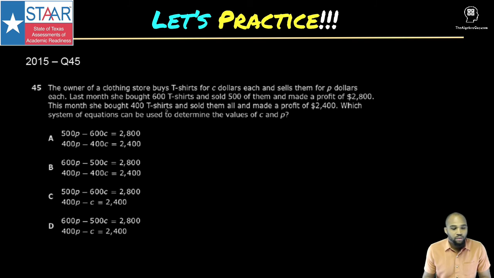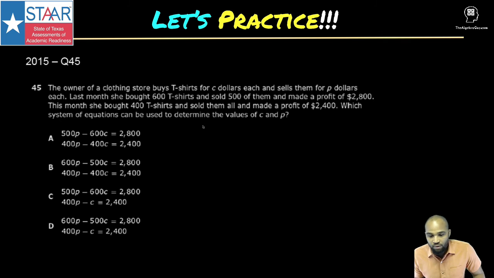All right, the owner of a clothing store buys T-shirts for C dollars each and sells them for P dollars each. Last month, she bought 600 T-shirts and sold 500 of them and made a profit of $2,800. This month, she bought 400 T-shirts and sold them and made a profit of $2,400. Which system of equations can be used to determine the value of C and P?